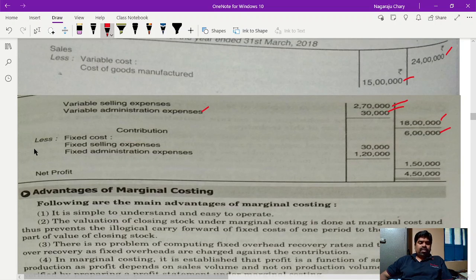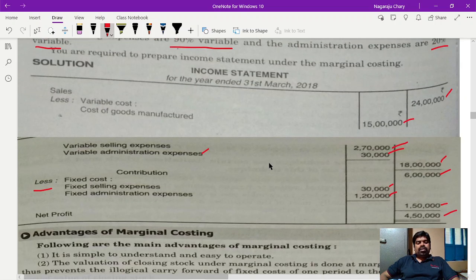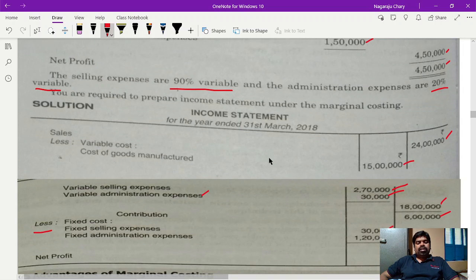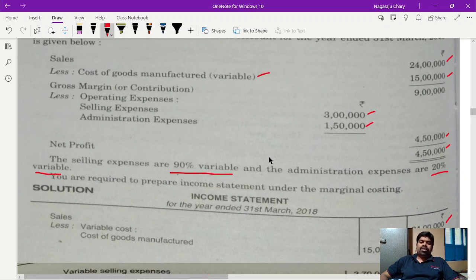Now you see fixed cost. Fixed cost is to be deducted. Whatever the remaining 10%, that is 30,000, is fixed, and whatever the remaining 80%, that is 1 lakh 20,000, is fixed. Now you see 1 lakh 50,000 is fixed. So that's why now we are getting a net profit of 4 lakhs 50,000, isn't it? So this is the income statement prepared under the marginal costing method.